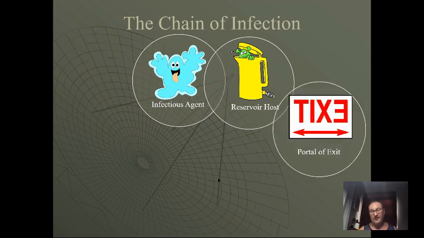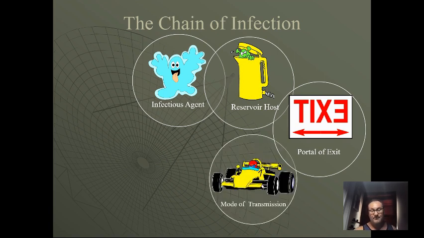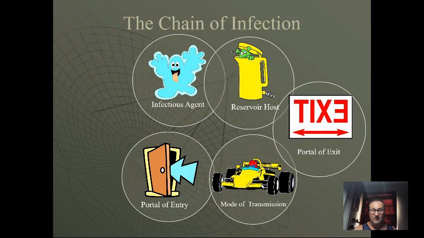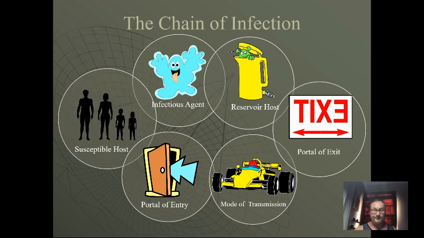The next step would be, once the agent is in the body, it has to be able to get out. So that's the portal of exit. The next step is the mode of transmission. So it's got to be able to transmit from one individual to the next. And like I said, I'll give you an example of all this here in a second and hopefully make it all make sense. Port of entry. The host has to be susceptible and their immune system has to be just right for this agent to take effect.